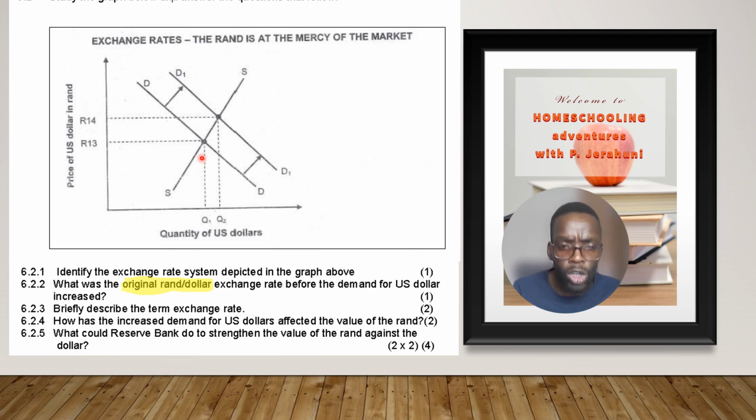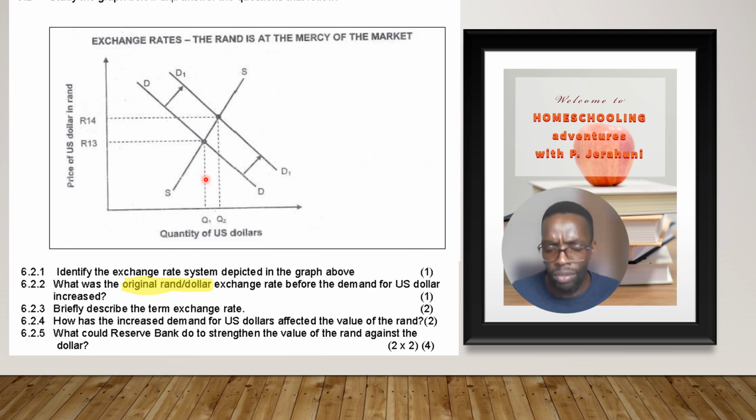Okay, so the original price is where our supply curve was meeting our original demand curve. So at this point, we want the exchange rate, which means we are talking about the price. So the correct answer there was 13 rands per dollar, or 13 rands is equal to $1.